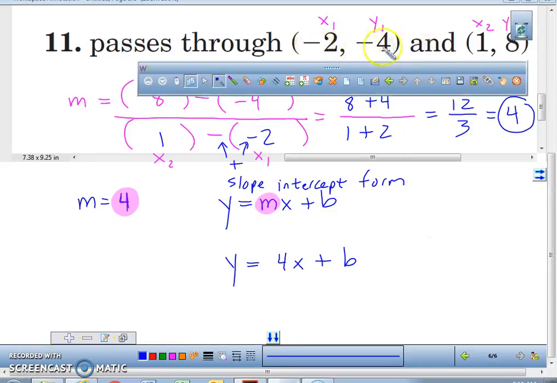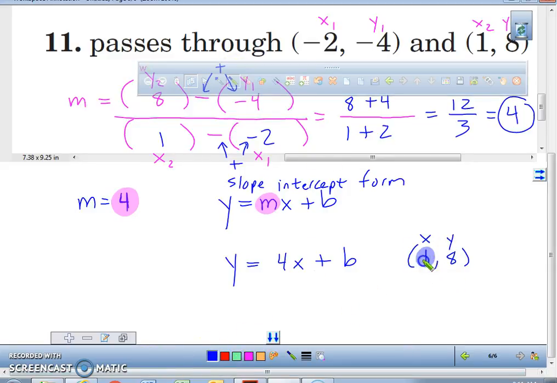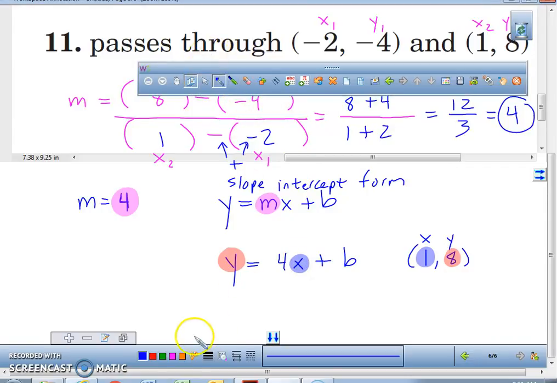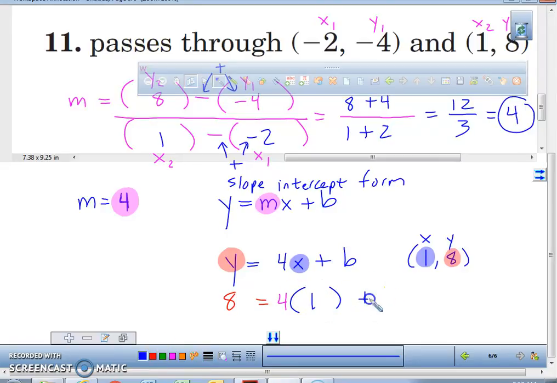Okay? All right, which ordered pair do we want to use? 1, 8. So we're going to put 1, 8. I want you to label the 1 your x value, the 8 your y value. I'm going to color in the x value in blue. I'm going to color in the y value in red. If the y value says 8, take your 8 and plug it in there. If the x value right here is blue, take your x value and plug it in there. And what you're going to get is 8 equals our slope of 4 that we have here times 1 plus b.